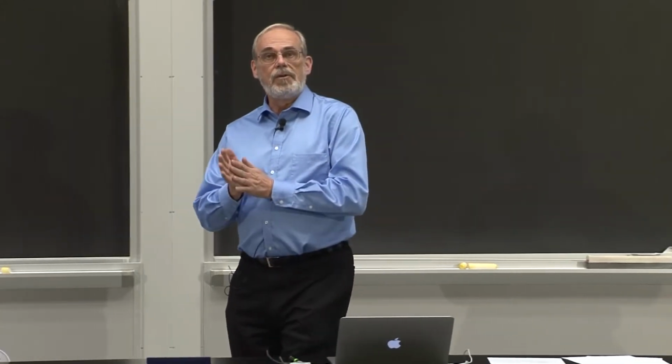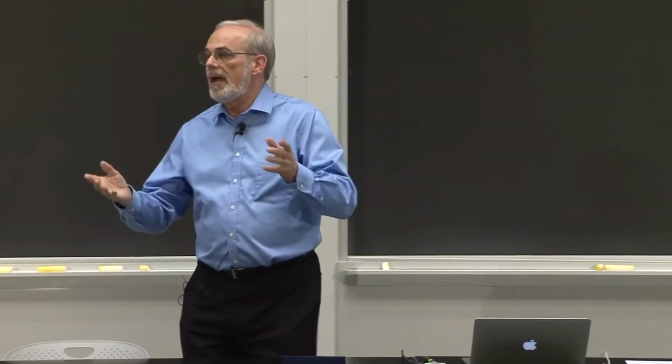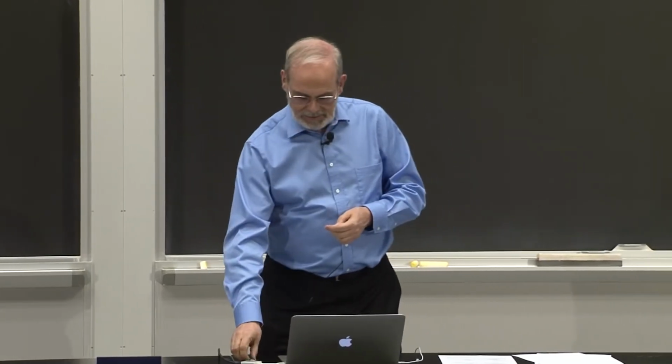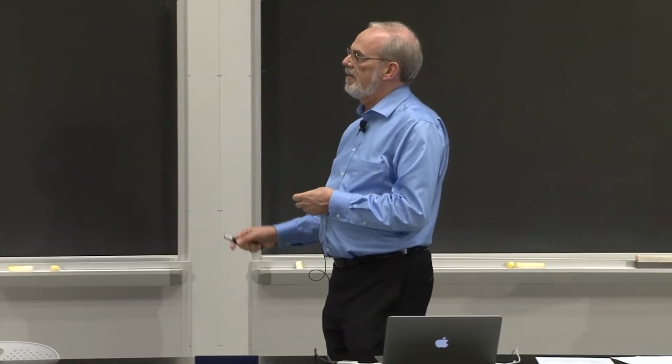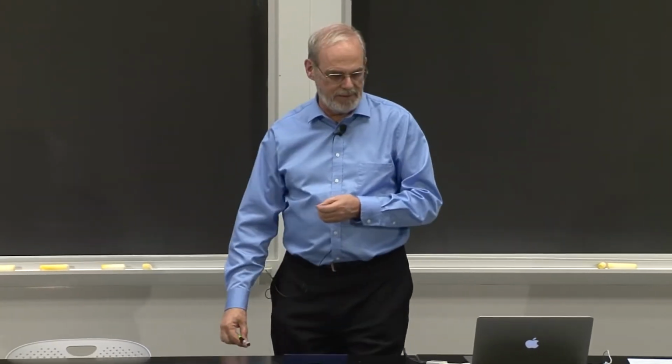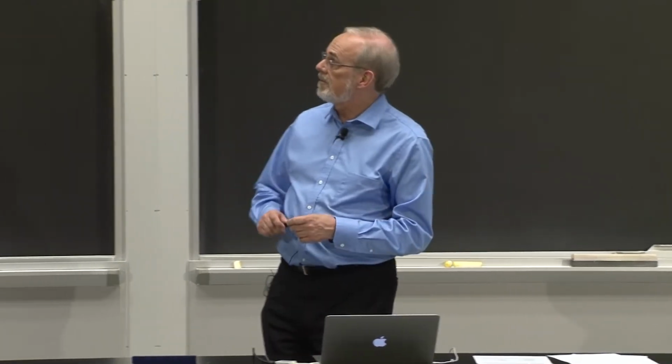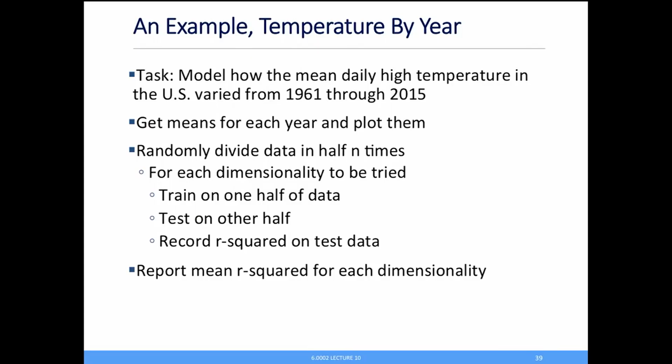So I'm going to show you one last example. Let's look at that idea of I don't have a model here. I want to use this idea of cross-validation to try and figure out what's the best possible model. And for this, I'm going to use a different data set. The task here is I want to try and model how the mean daily high temperature in the US has varied over about a 55-year period, from 1961 to 2015. I've got a set of data. It's the mean daily high for every day of the year through that entire period. And what I'm going to do is compute the means for each year and plot them out. And then I'm going to try and fit models to them.